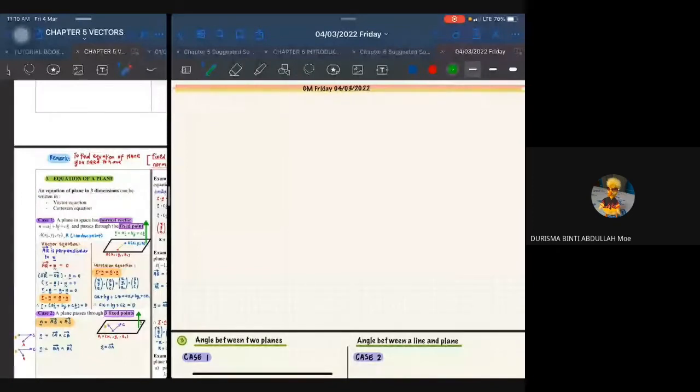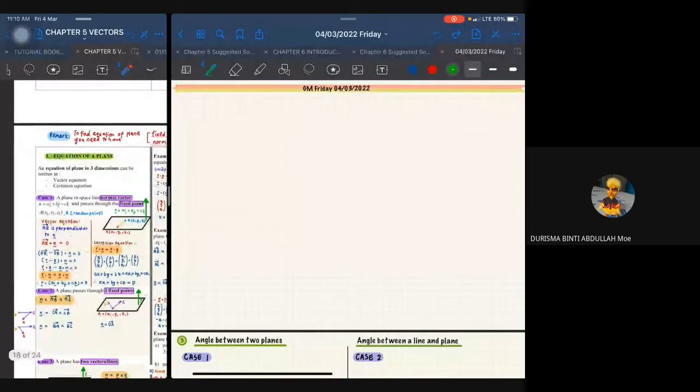Okay, so saya tak akan discuss semua sebab soalan dia repetitive and it kinda same. So if you are unable to do the question, please ask me. Saya tak akan bincang semua, nanti saya akan bagi jawapan juga.